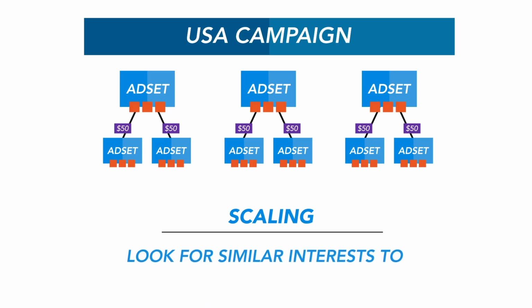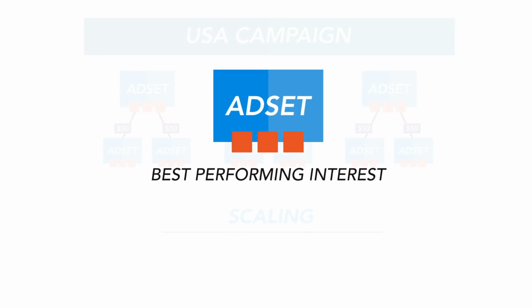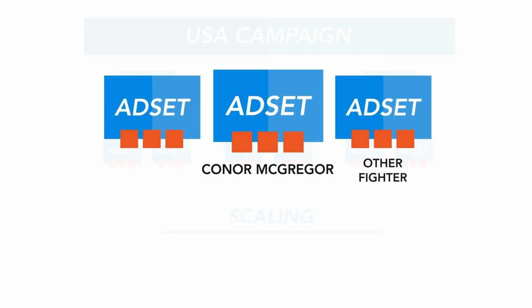You can also look for similar interests to the ones that are working well. For example, if your best performing interest is a celebrity in your niche, like Conor McGregor is in MMA, then you could probably test other fighters or other celebrities in that niche.